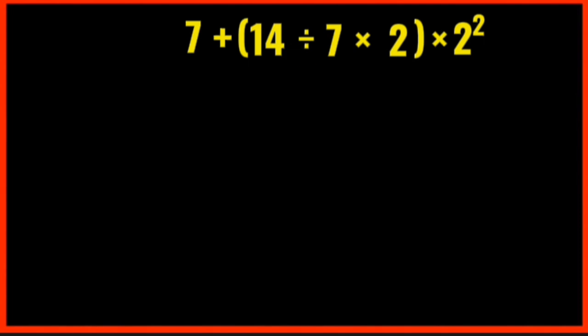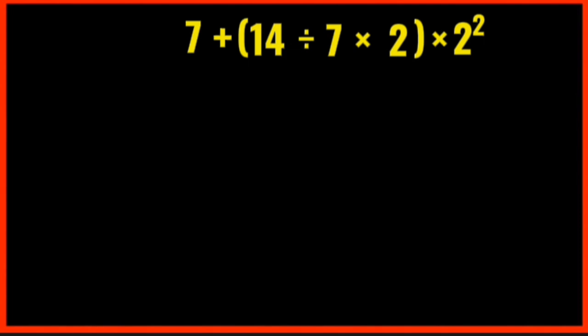Some first divide 14 by 7, then multiply wrongly step by step, and end up with incorrect answers like 44, without following the correct order. Others multiply first inside the bracket, then proceed in the wrong order, and end up with 11. But both approaches are wrong. To solve it correctly, we again use PEMDAS.